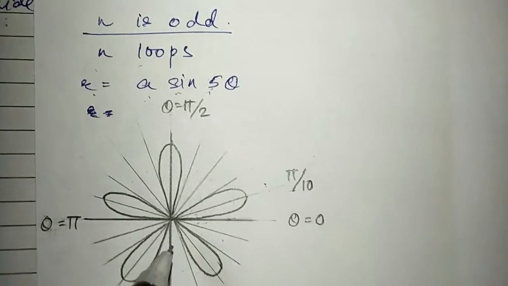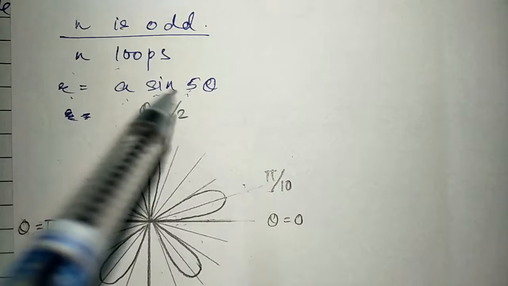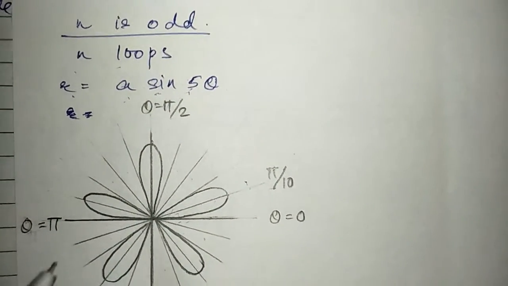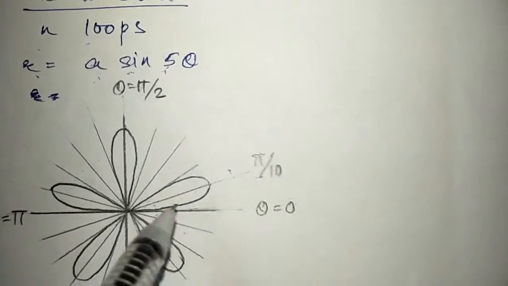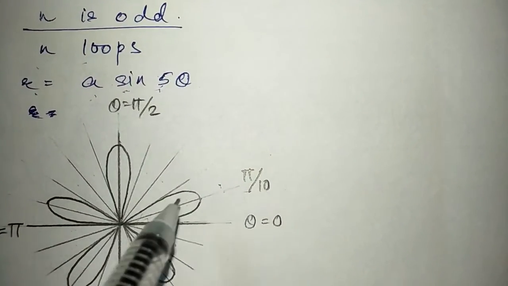Now the first loop is to be drawn along which line? It's pi upon 2n. Now n is 5 here, so it will be how much? Pi upon 2 into 5, that is pi upon 10. So the first loop is drawn along this line, pi by 10.